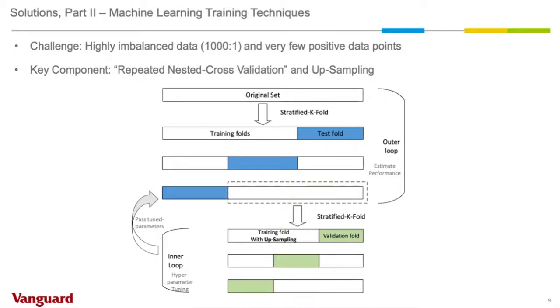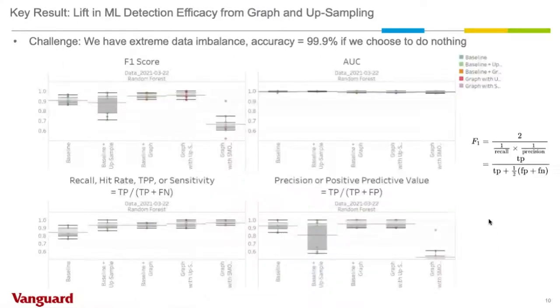All right, so coupling these two techniques, here's the money chart from a technology perspective. If we focus on the F1 score, a measure that balances out false positives and false negatives, we could see that compared to the baseline, when we add in graph and upsampling, we were able to improve our overall performance by 6%. That's pretty significant from a data science perspective.